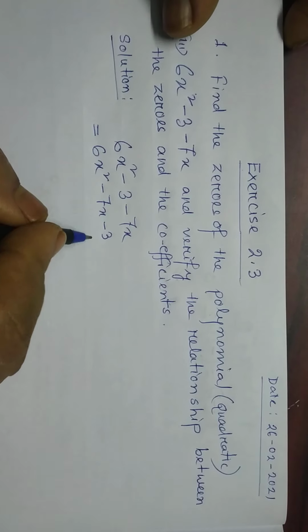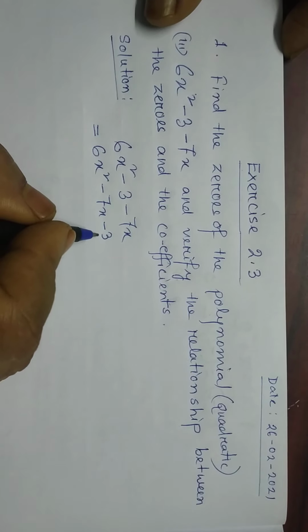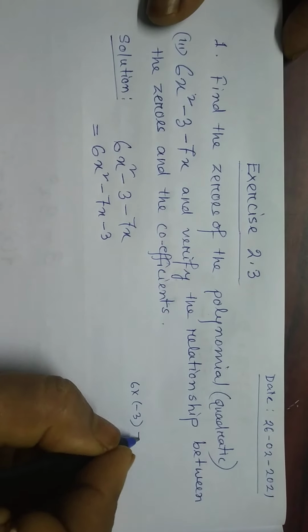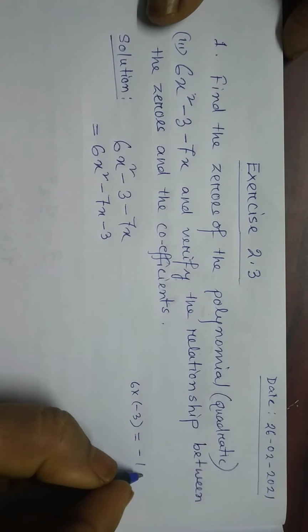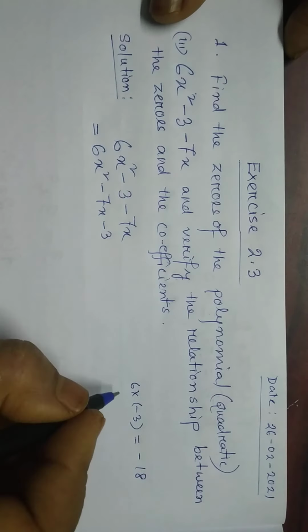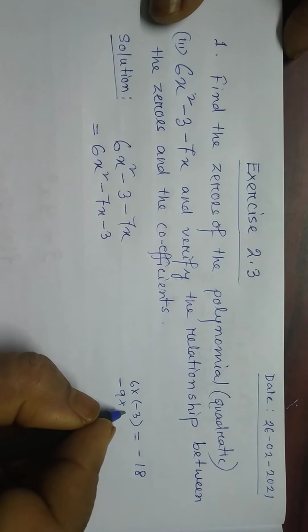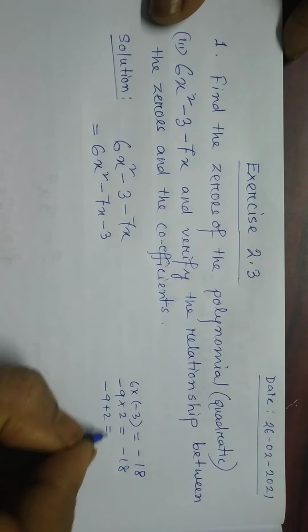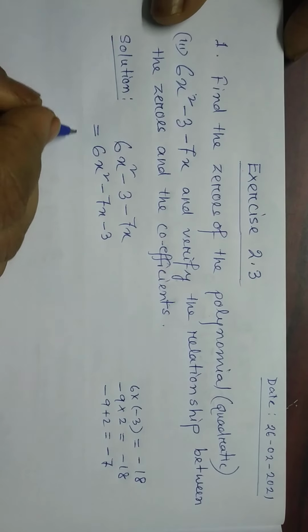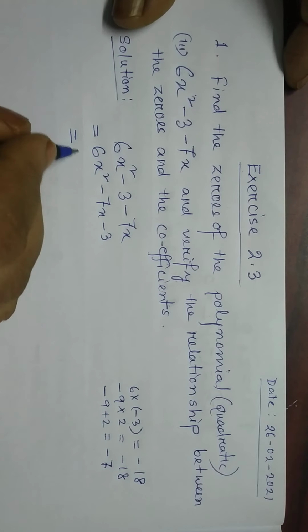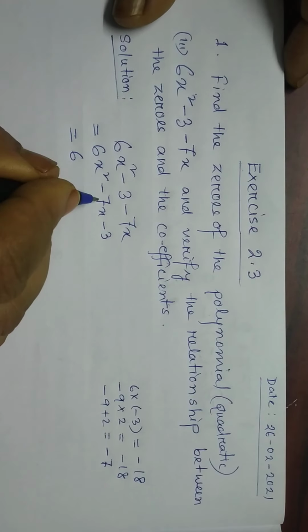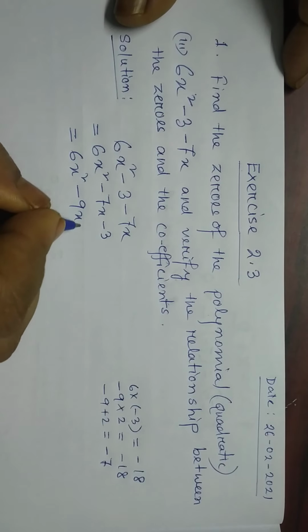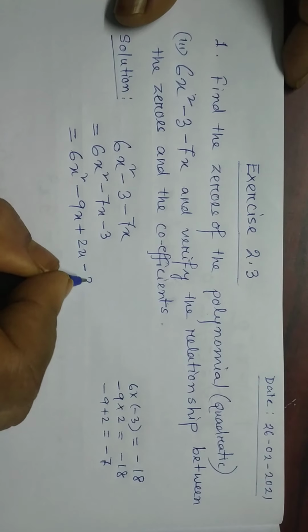Now we can factorize by using middle term splitting. Here 6 into minus 3 is equal to minus 18. But here we need minus 7. That's why if we multiply minus 9 into 2, then also minus 18. And minus 9 plus 2 is equal to how much? Minus 7. That's why this quadratic polynomial we can factorize this way. We split the middle term: 6x squared minus 9x plus 2x minus 3.